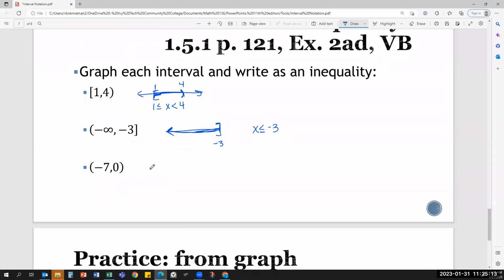Then -7, 0. We have 0, and then wherever -7 is, somewhere over here. 0 is just as valid of an endpoint as any other real number. We have parentheses on each. And so -7 is less than x is less than 0 would be the inequality there.